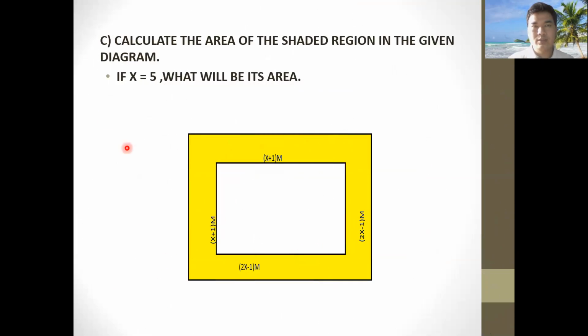Let's see here. Next question. Calculate the area of the shaded region in the given diagram. If x equals 5, what will be its area? Here also we have to find the area of this bigger square and this small square, and then from the bigger square subtract the small square, then the area of the shaded part will come. In that answer we can put the value of x as 5. This is the question. Let's move to the next page now.